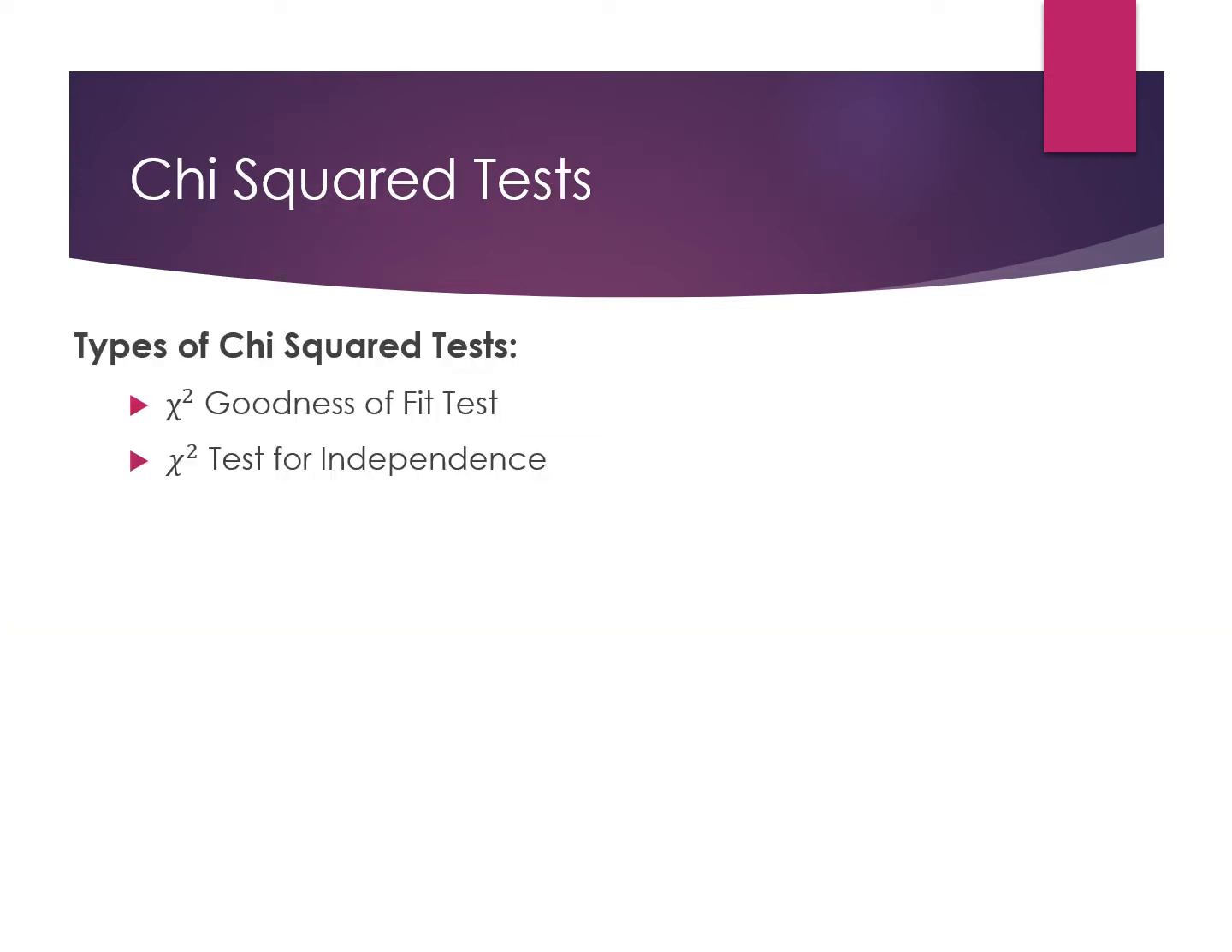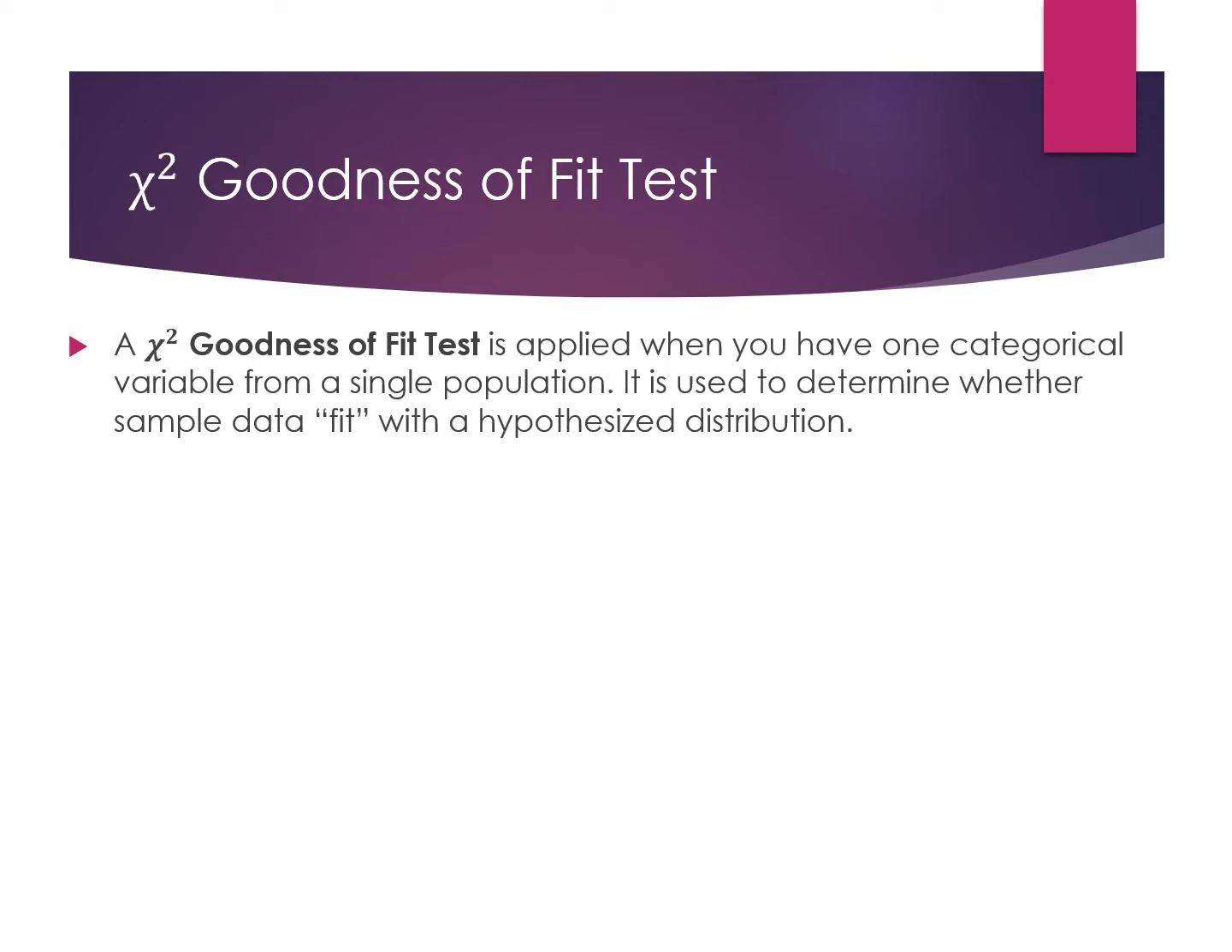There's 2 types of chi-squared tests we're going to study in this unit. The first that we're going to be taking a look at is the chi-squared goodness of fit test. In the next video, we will cover the chi-squared test for independence. All right, chi-squared goodness of fit test is when you have one categorical variable, and basically you want to know if the data you have produced fits some hypothesized distribution.